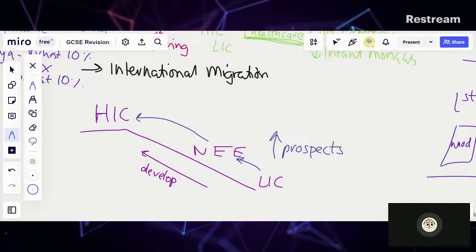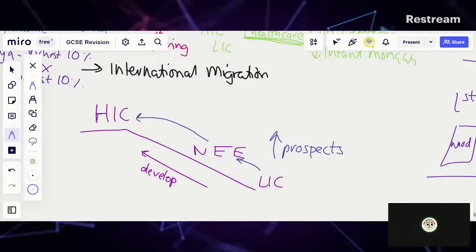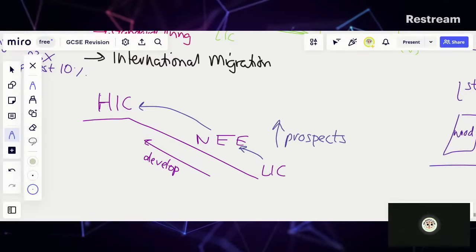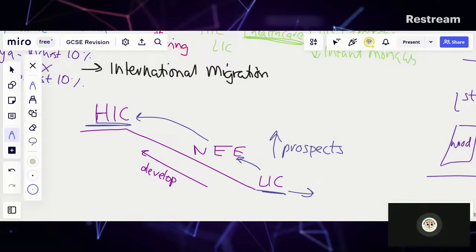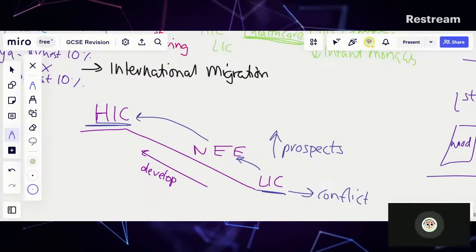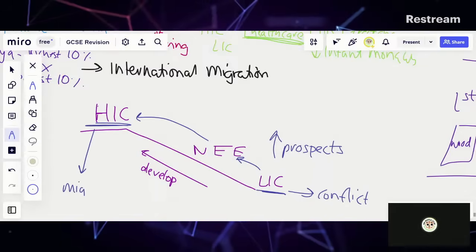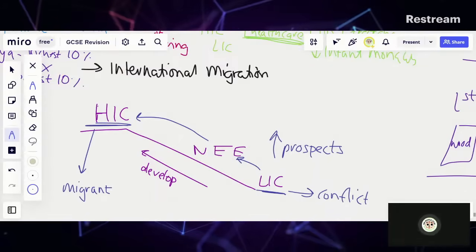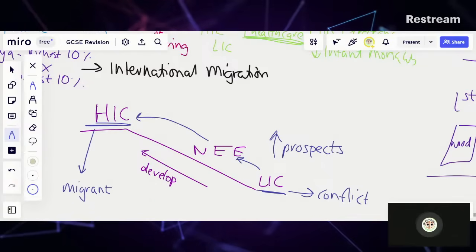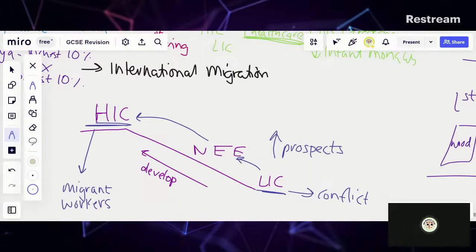Prospects in terms of jobs, better education. So, if your parents or your grandparents were immigrants, you might understand this system and how you may have had to come here. But other reasons why people move from low income countries to high income countries include things like conflict and war, escaping war zones. Now, migrant workers contribute a lot to the economies of high income countries, but some people believe that they take the jobs so that the people actually in the country don't have any jobs. But there's always enough jobs, so that argument is countered quite quickly.